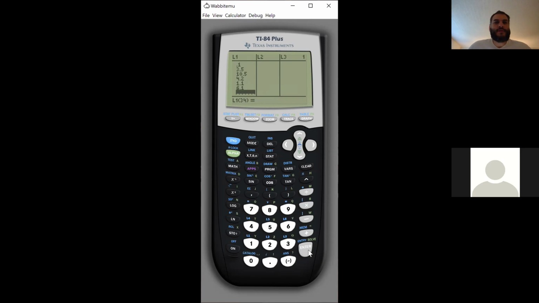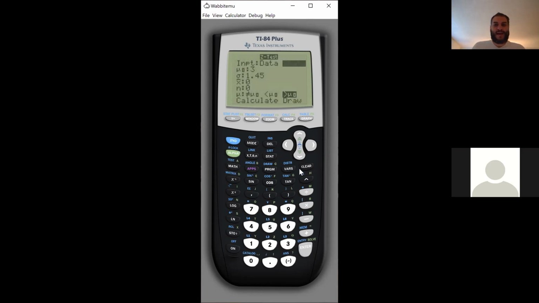All right, so I entered all 33 data set. Now that I entered all 33 data set, I'm going to go ahead and start running the test. So to run the test, we're going to go right here where it says stats. You're going to move it over 2 spaces where it says test. And we're going to use the first one, that's the Z test. So we'll say Z test.